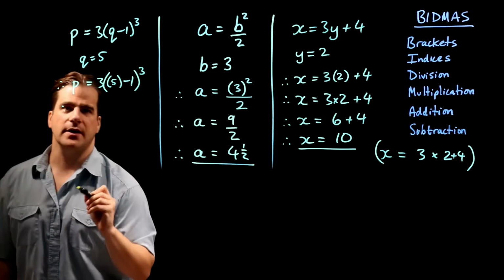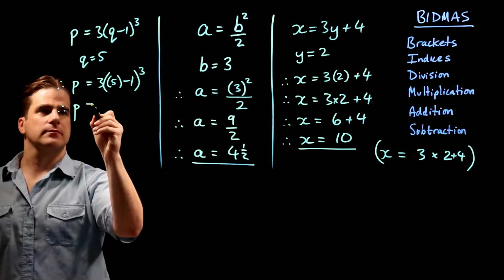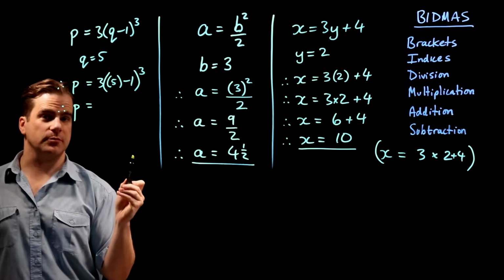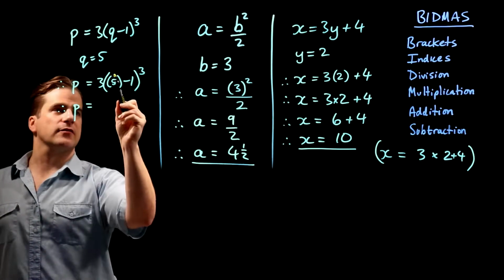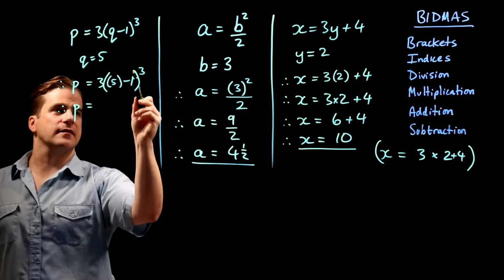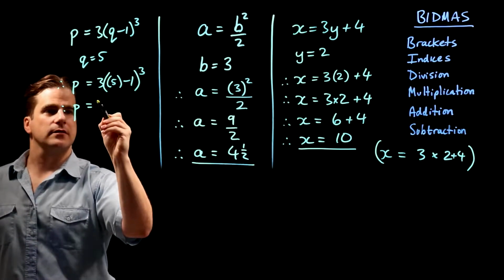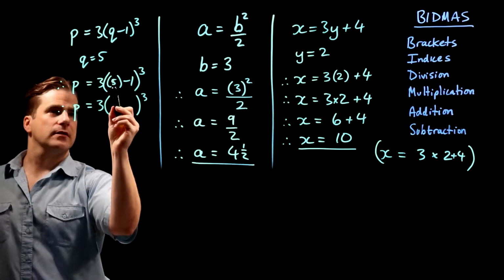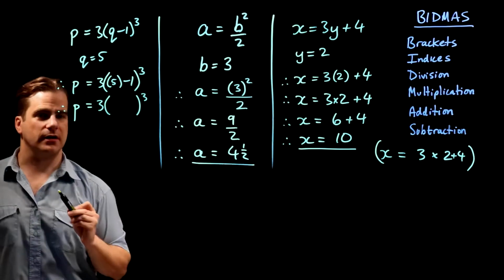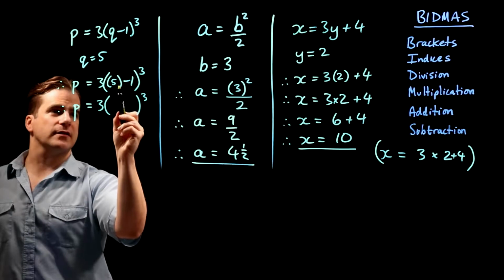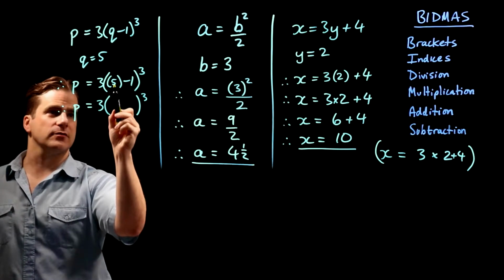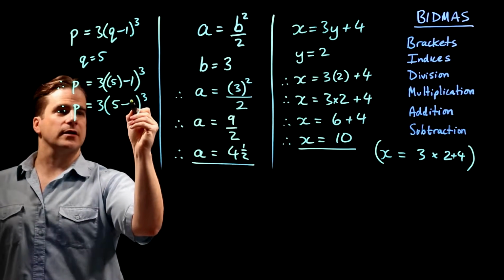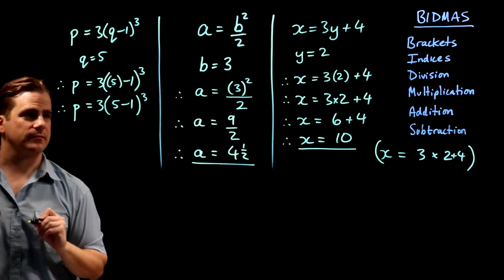Therefore, P equals, right, brackets is the most important thing of all in BIDMAS. So we have to simplify everything inside this big bracket first. So we've got 5 minus 1 inside these brackets. We can remove these brackets first because there's nothing in front of them multiplying it or nothing else to do with it. So we can just write that as 5 minus 1. All we're doing is removing those brackets.